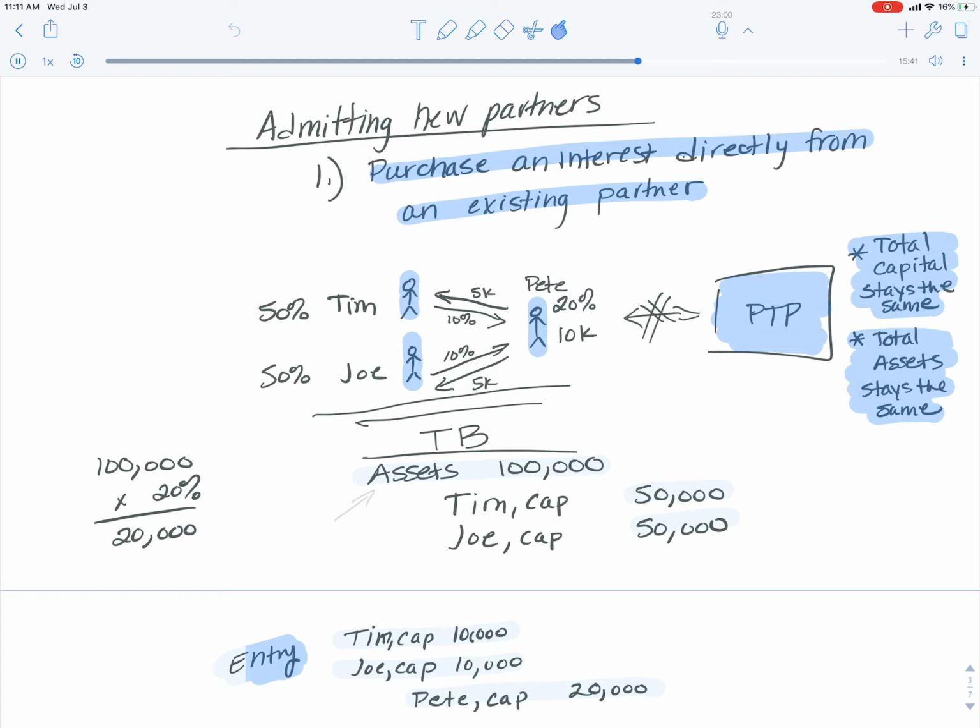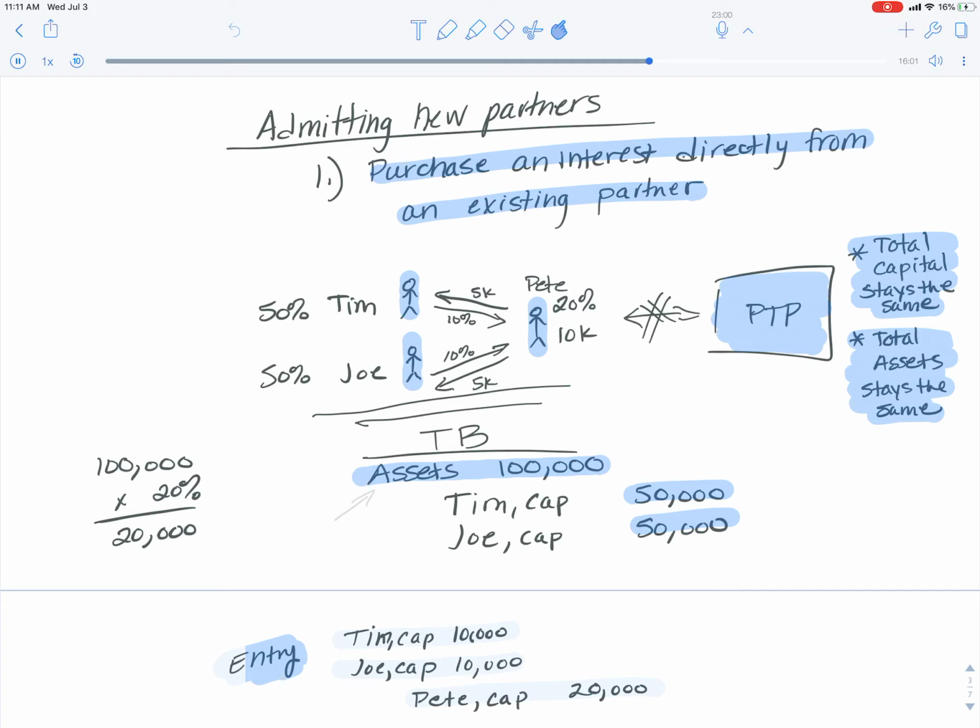So that's really important because the journal entry is easy. You basically say, okay, the partnership has $100,000 of assets. This is the trial balance. And let's say that's all they have. They have assets of $100,000 and they each have a capital account of $50,000.